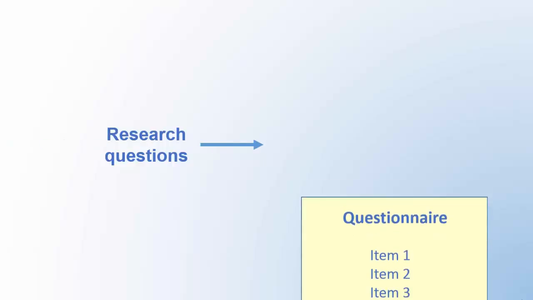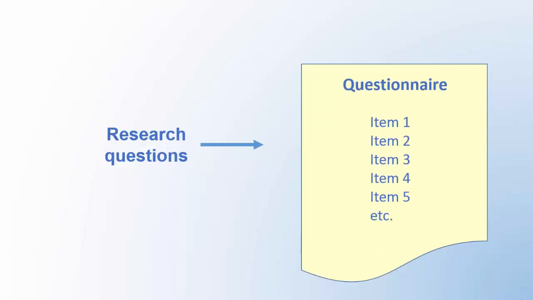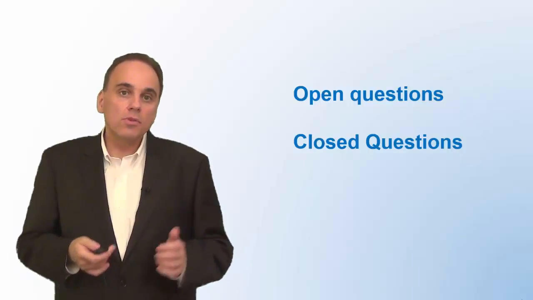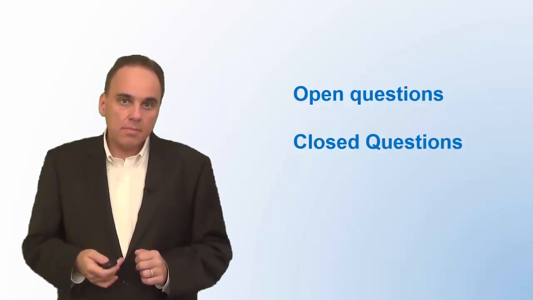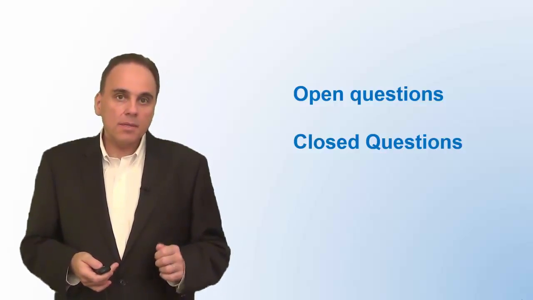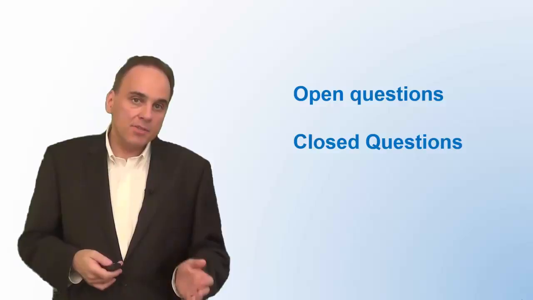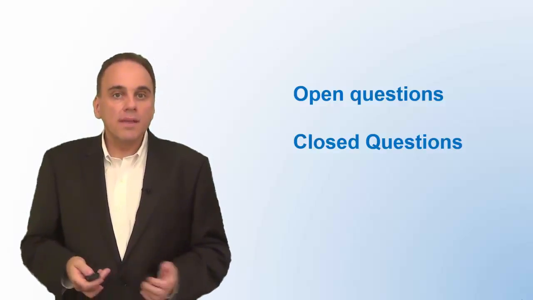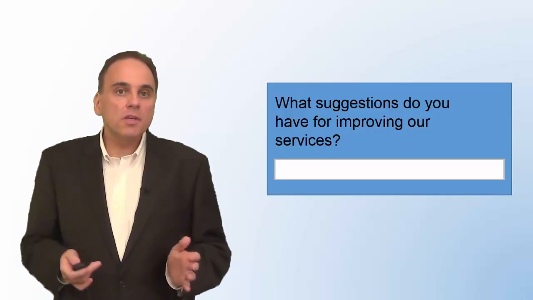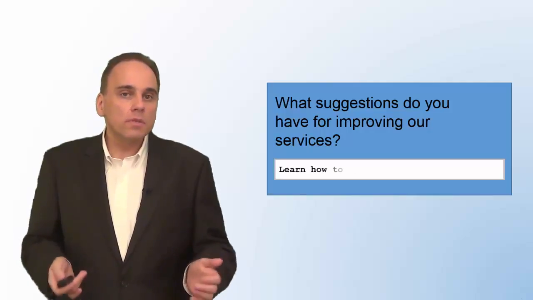Next, you need to translate your research questions into items that will appear on the questionnaire. These items are the questions you want your survey respondents to answer. There are 2 broad categories of items to use in a survey: open-ended questions and closed-ended questions. An open question is a question a respondent can answer in his or her own words. Here is an example. What suggestions do you have for improving our services?